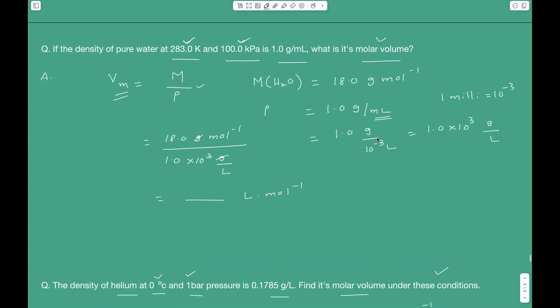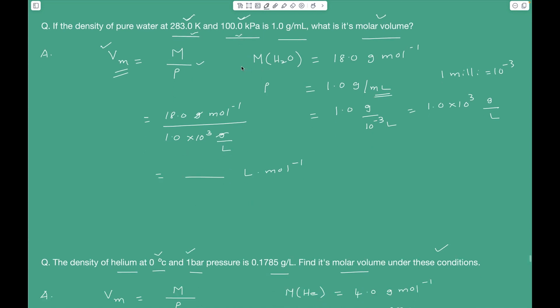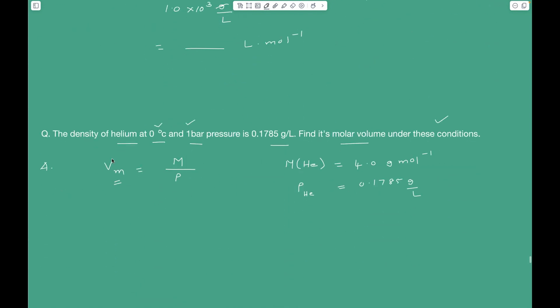In this example, we have calculated the molar volume of water, that is a liquid at this temperature and pressure. Here we did the same for helium, that is a gas at this temperature and pressure. So you can calculate molar volume for any substance, solid, liquid, or a gas.